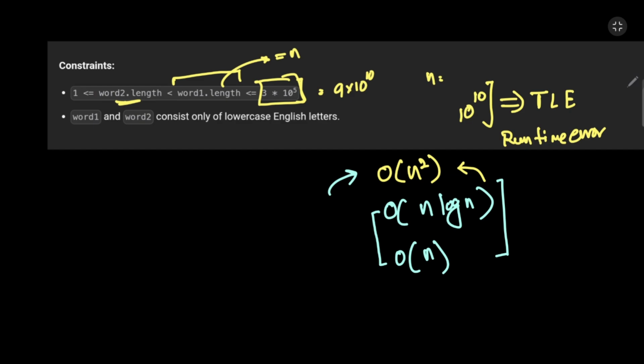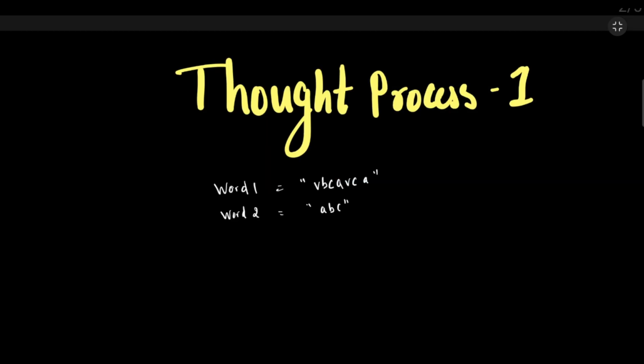Alright, now let's move to thought process 1. Everybody first of all will think that we are generating or looking into the sequences of word1, or the subsequences in word1. One can do it in a brute force way. This thought process is brute force.